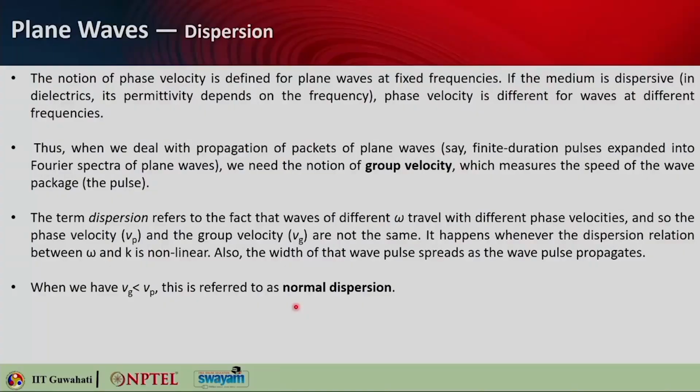Something like free space: the dispersion relation is omega equals ck. So if you take Vp, that is omega by k, or you take group velocity, that is dou omega by dou k, they will give you the same value c. So in that case they are the same. But if the medium has a nonlinear dispersion relationship, you will get the two velocities to be different. If the group velocity is less than phase velocity, that is basically normal dispersion, and if it is the other way, group velocity more than the phase velocity, you can call it anomalous dispersion.